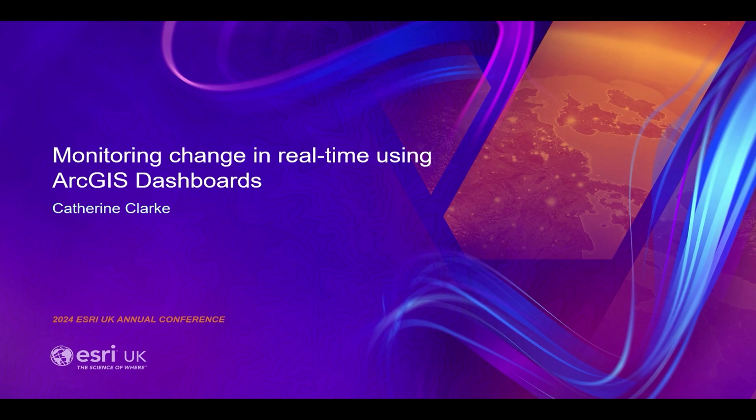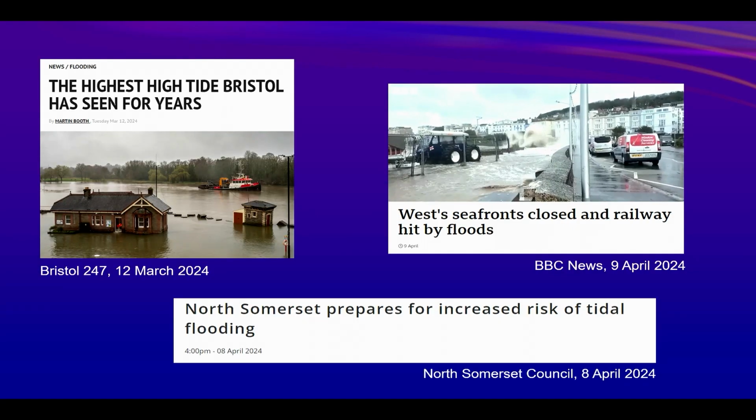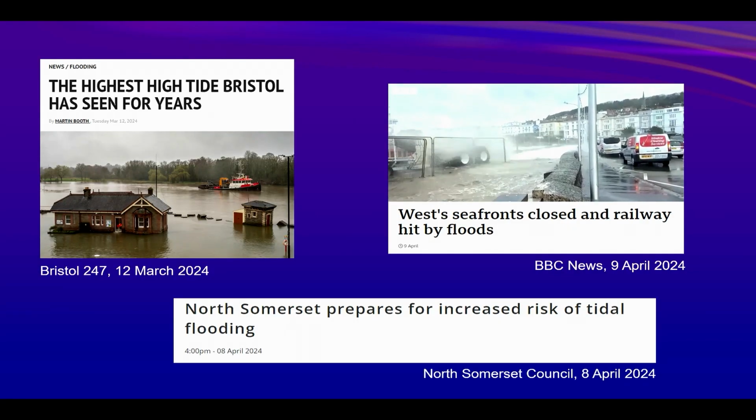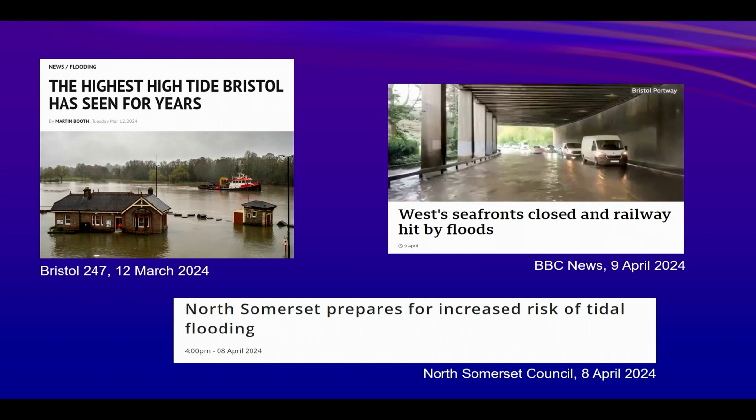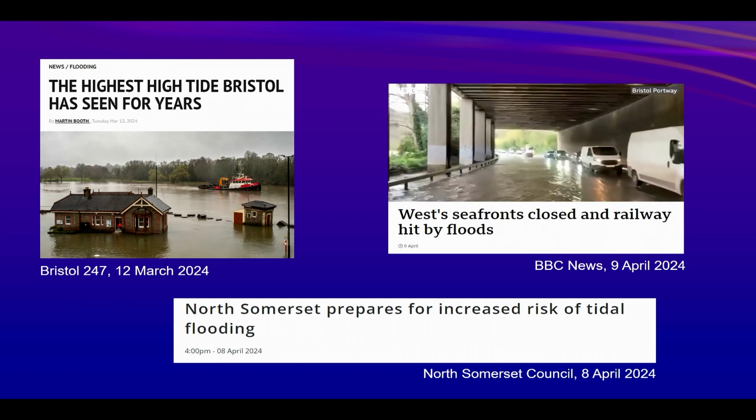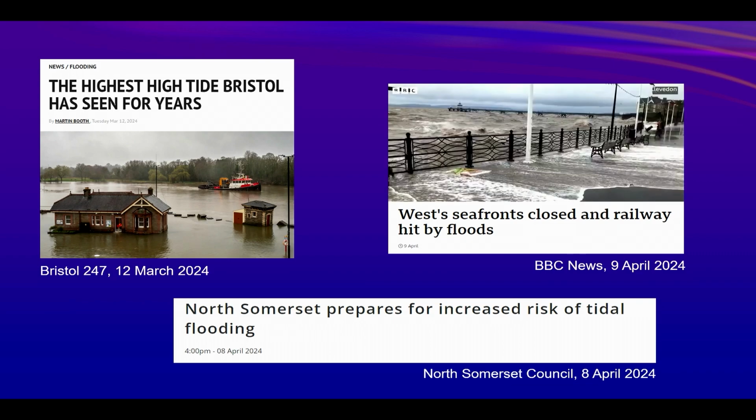The theme of today's conference is creating the world we want to see. But we don't have to look very far to see the threat of extreme weather events here in the UK. In Bristol, where I live, high tides and storms coincided in March and April, affecting both local residents and the infrastructure of the region. So how can we use the power of location to ensure we are prepared to respond to these extreme weather events?